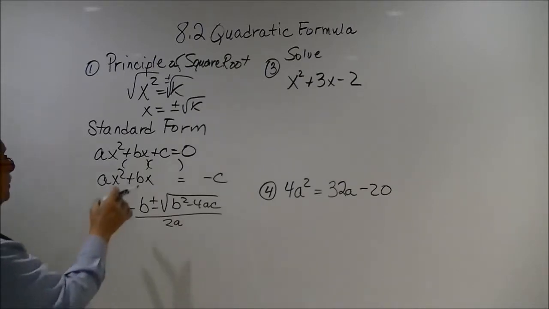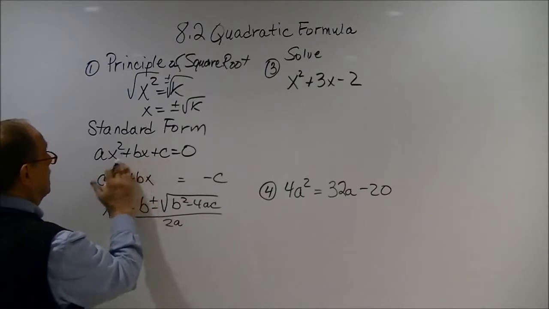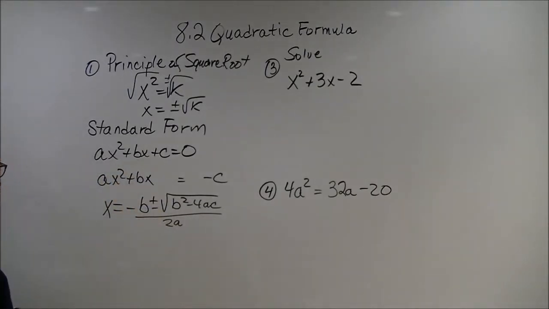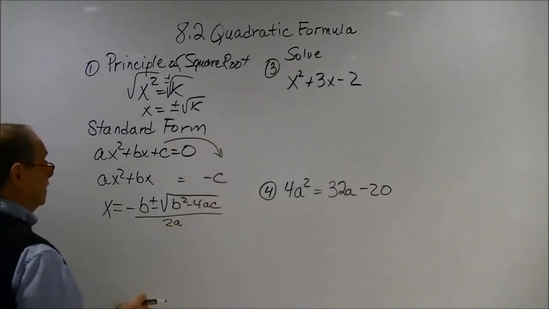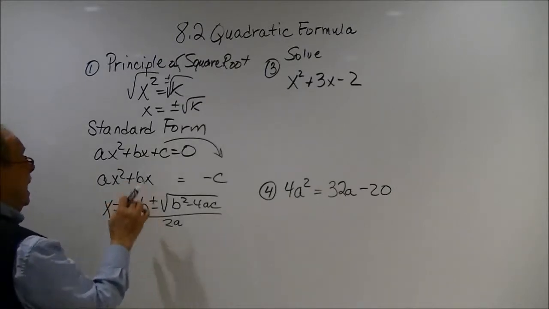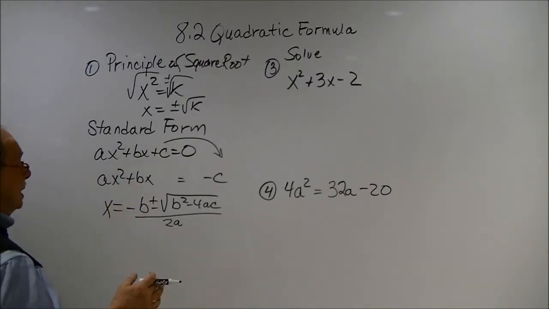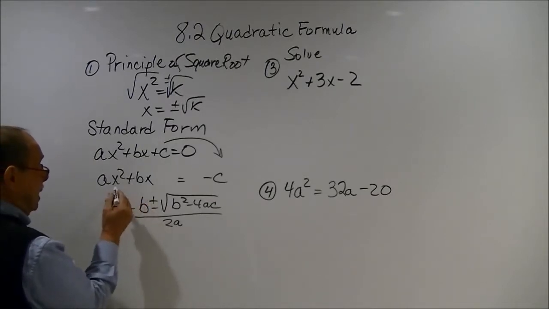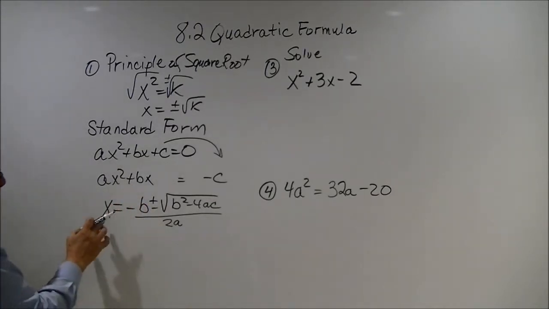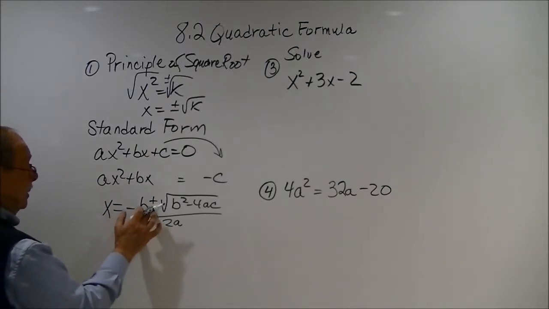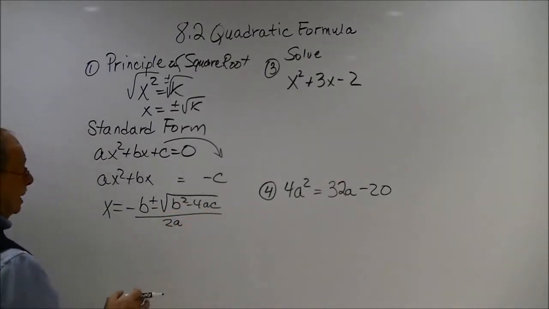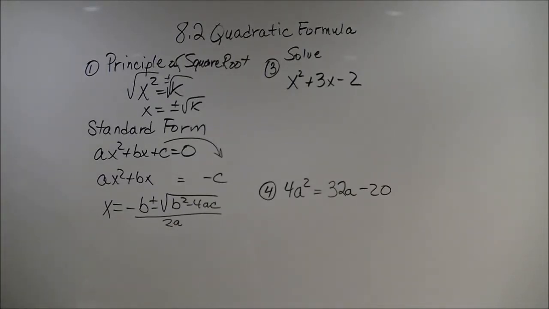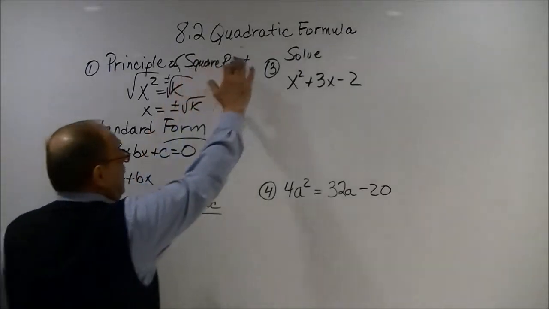Well, if you had standard form and you started to complete the square by taking the c term over to the other side, and then taking half of b and going through the whole procedure, and eventually if you were to solve for the letter x, you would get that x equals negative b plus or minus the square root of b squared minus 4ac all over 2a. This is the quadratic formula.